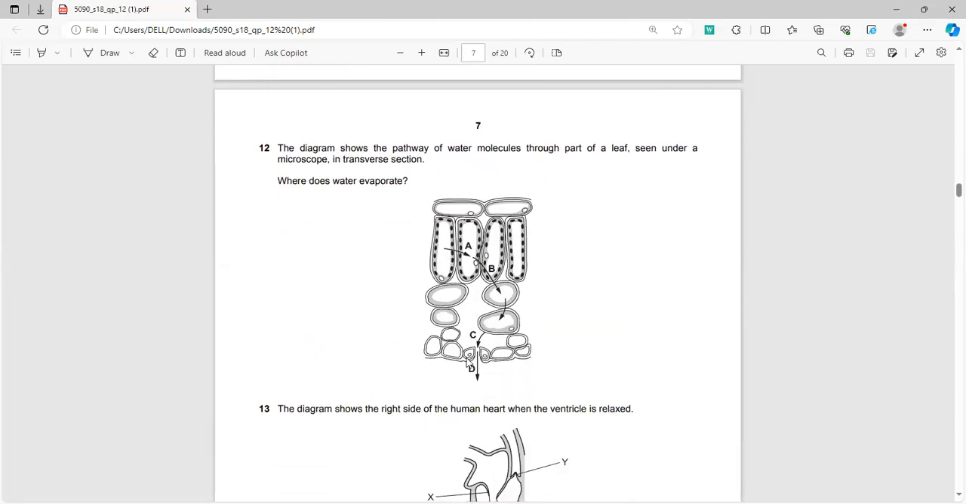Water always evaporates through the guard cells to the stomata. So the option would be option D, but you need to know where it starts to evaporate from. So the correct option would be C.